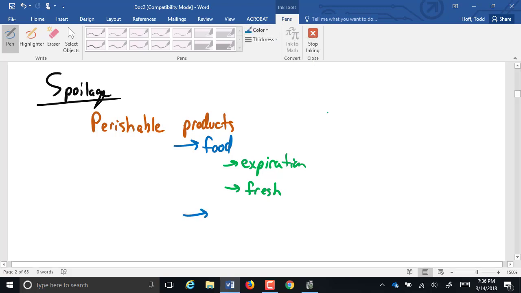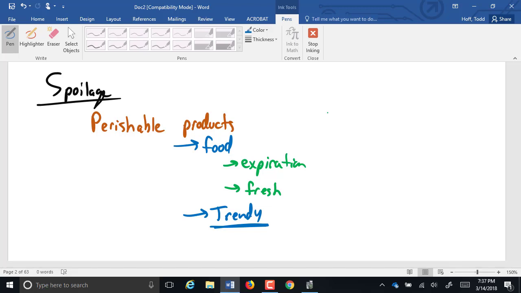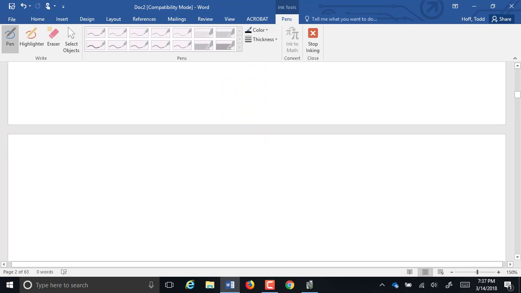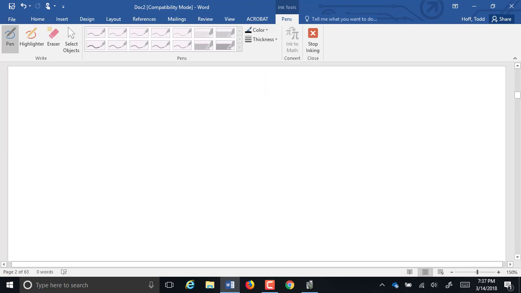Of course, another thing might be trendy items. Fashion is one. Clothes can only sit on the rack for so long before they're no longer fashionable. So let's take a look at how this works. There are just some additional steps that come into the equation when we have to deal with perishables. So we're going to start out with the easier case, which is just a bakery or food. So let's look at Kim's Bakery.